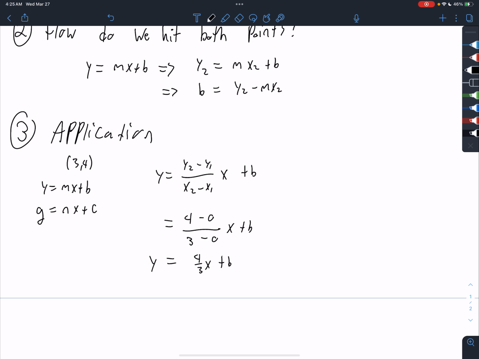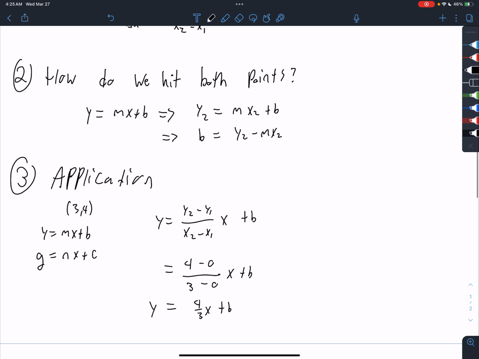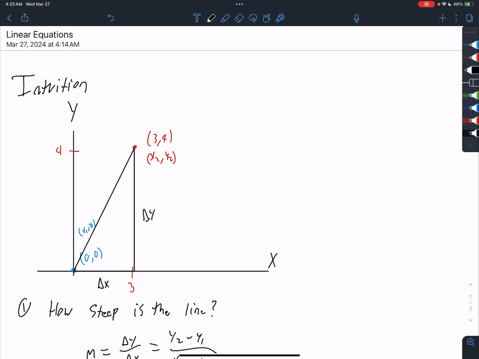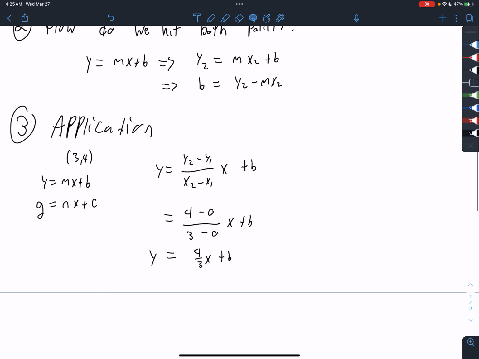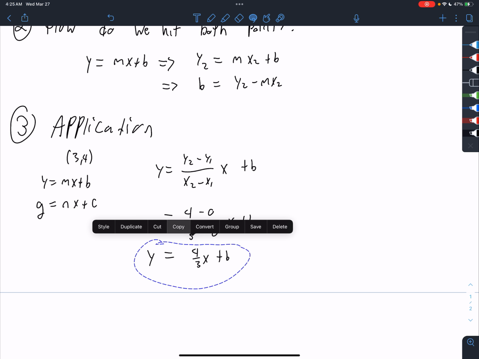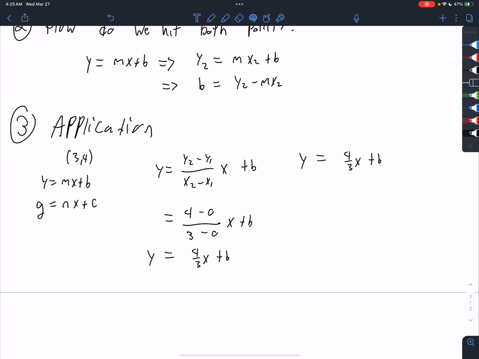plus b. Now, how do we guarantee that we hit both points? Because we could equivalently say that this line has the same slope as this one, as this one, as this one, all of these. But how do we guarantee it? Well, we fix a point, okay? So the first thing we're going to do is take our new equation, and we start plugging in one of the points. I'm going to choose the easy one, 0, 0.